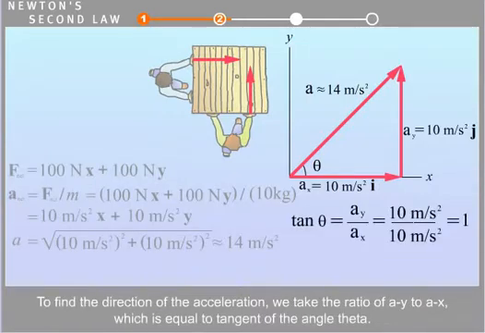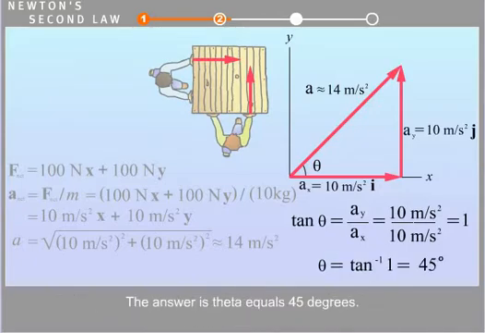To find the direction of the acceleration, we take the ratio of a_y and a_x, which is equal to the tangent of the angle theta. The answer is theta equals 45 degrees.